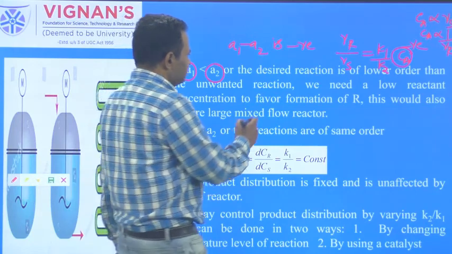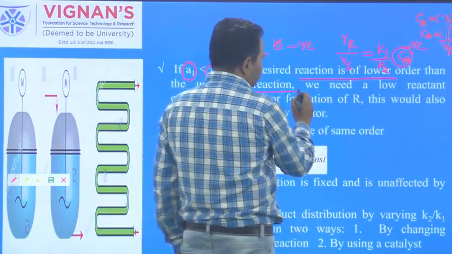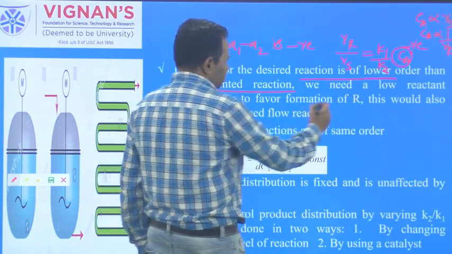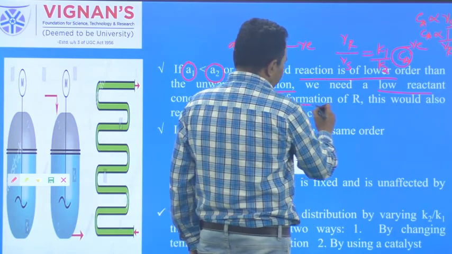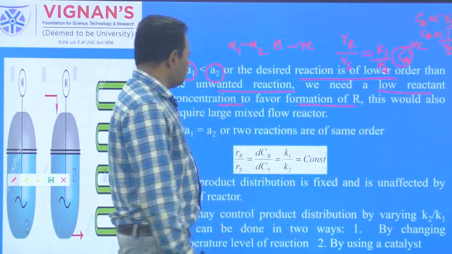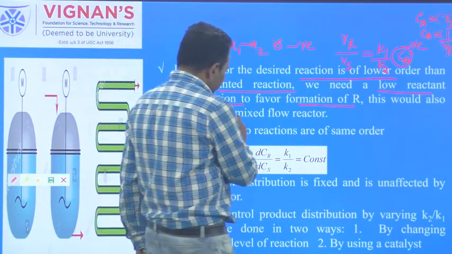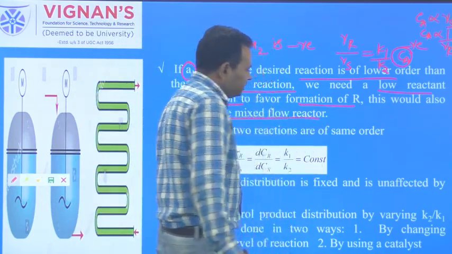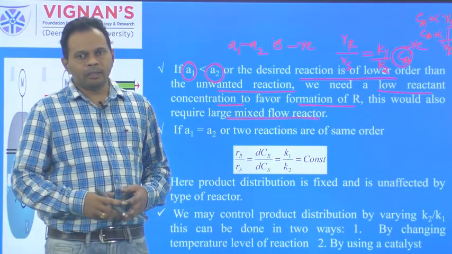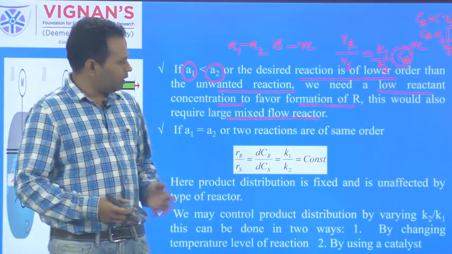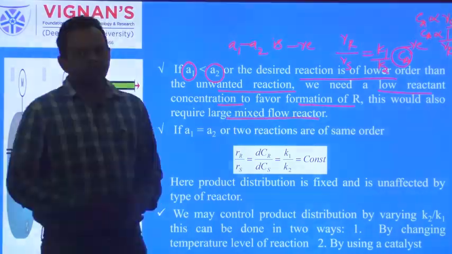So, here the desired reaction is of lower order than the unwanted reaction. We need a low reactant concentration. A low reactant concentration always favors the formation of R. This would also require a large size mixed flow reactor. To maintain the low concentration of the reactant, the MFR is the best reactor. That means it always maintains the low concentration because of the highly mixing conditions within the MFR.